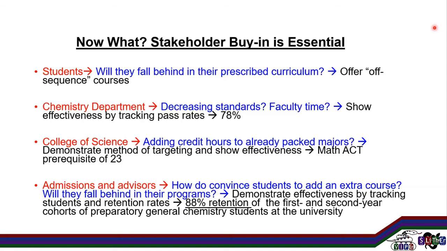Of course, we had to talk to the admissions and advisors. And their issue was, how do we convince students to take this extra course? Will they fall behind? Well, in tracking the students that took preparatory general chemistry, at first we only had data for the first to second year, and we saw 88% retention among the first and second year of these prep general chemistry students at the university. So they didn't all stay in STEM, but they were still enrolled at the university. And for us, that was a huge win.